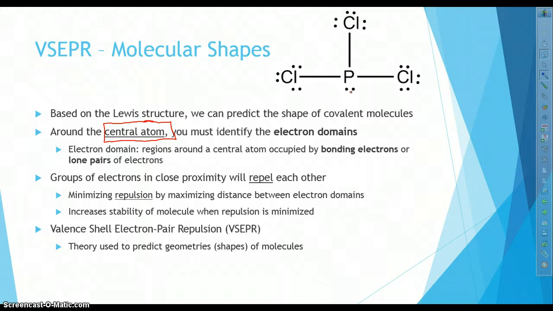It should be known that groups of electrons in close proximity will probably repel each other, and this should make sense because electrons are all negative, so anytime they're close to each other, they're naturally going to repel. Now, how does that affect our molecular geometry? Well, that basically states that anytime you have a set of electrons that are nearby each other, they want to maximize their distance to minimize repulsion. Therefore, you have a more stable structure, and that's why you want them to be as far away from each other. And that's where this next term comes in, the valence shell electron pair repulsion.